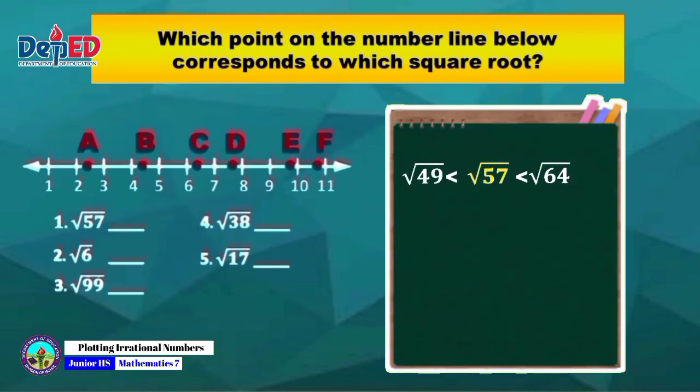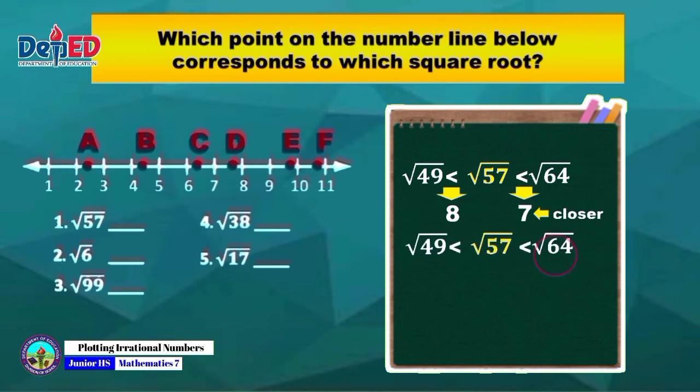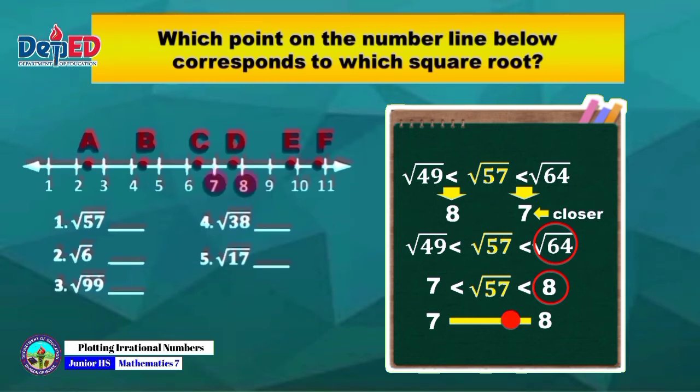Time is up! The square root of 57 lies between square root of 49 and square root of 64. 57 minus 49 is equal to 8, and 64 minus 57 is equal to 7. Therefore, the square root of 57 is closer to square root of 64. Square root of 49 is equal to 7, and square root of 64 is equal to 8. Since the square root of 57 is closer to 8, the point must be closer to 8. Locate 7 and 8 on the number line. So, the answer is letter D.